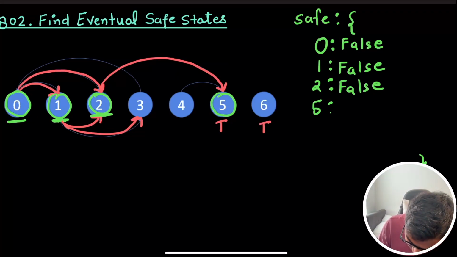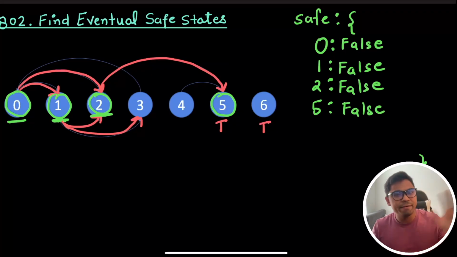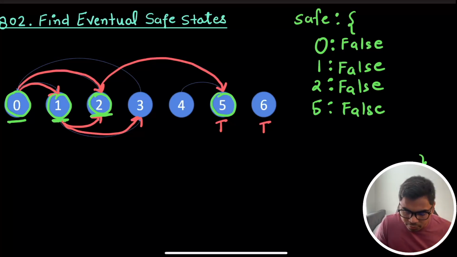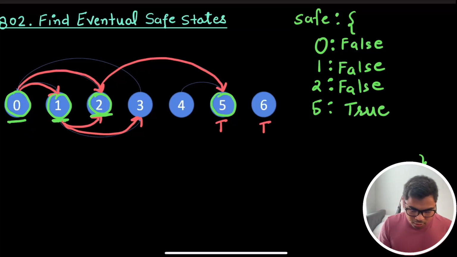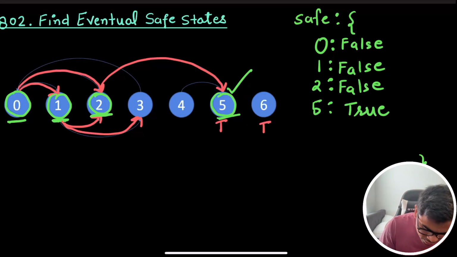I'll mark 5 as false. But then I see 5 does not have any neighbors, right? So that means it's a terminal node. That means I will return, and then I will change the value of 5 from false to true, because it's a terminal node. That means it's a safe node. It does not have any outgoing edges, so it's going to be true. Then I am done visiting 5.